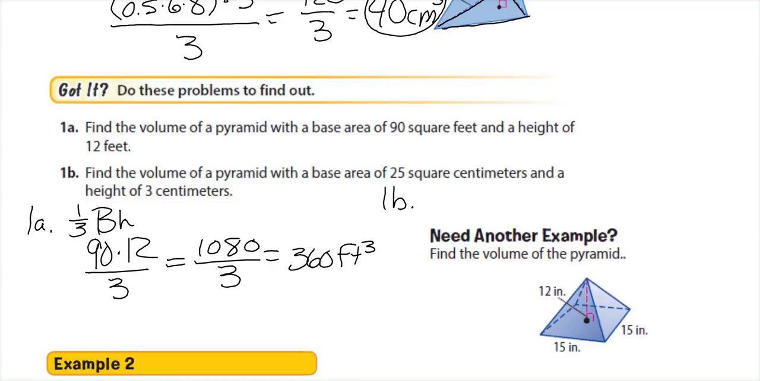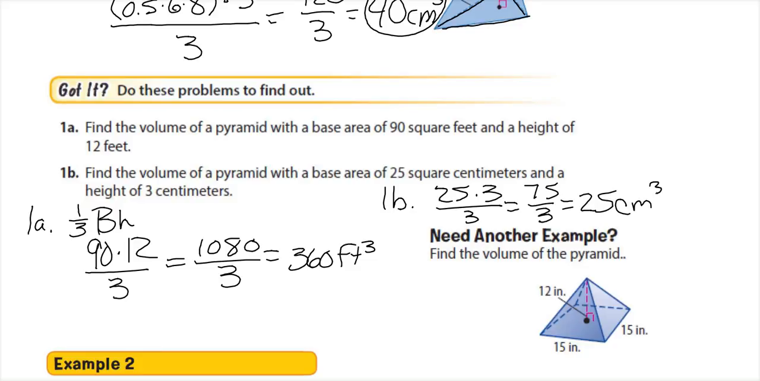Okay, let's take a look. So it told us that the base area was 25. So we're going to do 25, and then it had a height of 3. And then we're going to divide that by 3. So that'll be 25 times 3, which is 75. And then 75 divided by 3, which is 25. So that one should have 25 cubic centimeters.